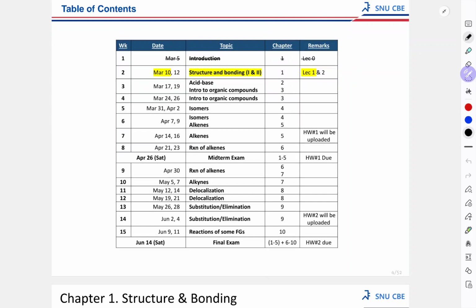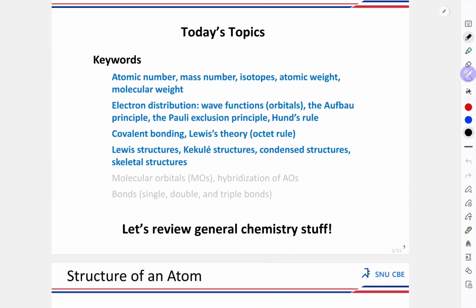All right, so today's topics, keywords, we're going to review. Again, all the topics we'll study today are basically general chemistry stuff. So we'll review what is the atomic number, mass number, isotope, atomic weight, molecular weight, and so on. And we'll discuss the electron distribution within an atom and what the wave function means, what orbitals mean, and the general principles of how electrons occupy the atomic orbitals: the Aufbau principle, Pauli exclusion principle, and Hund's rule. This is all basic stuff, but very important and applies to organic molecules in bonding or atomic orbitals that encompass the elements in organic compounds.